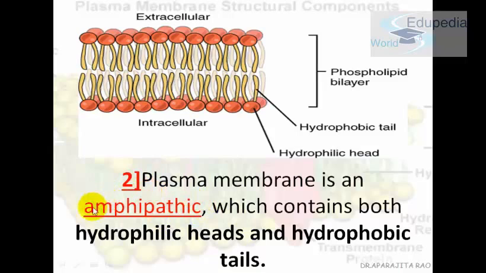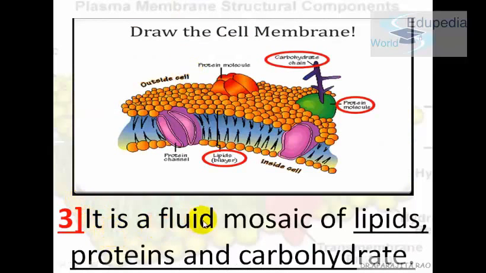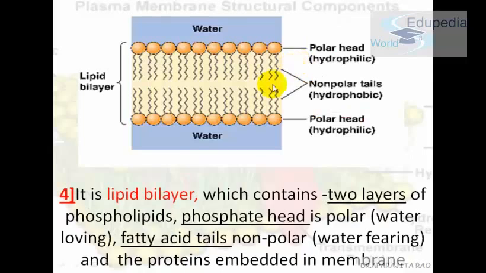What is amphipathic? Amphi means it has both properties, that is, it has a hydrophilic head, that is water loving, philic is loving, and hydrophobic, water hating tails. We have already discussed this. Third is that it is a fluid mosaic of lipids, proteins and carbohydrates. And the last point is that the lipid bilayer contains 2 layers of phospholipids; the phosphate head is polar, that is water loving, and the fatty acid tails are non-polar, that is water fearing. You can draw this diagram in your exam.